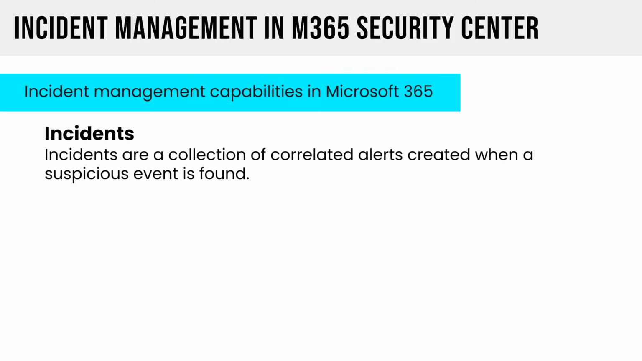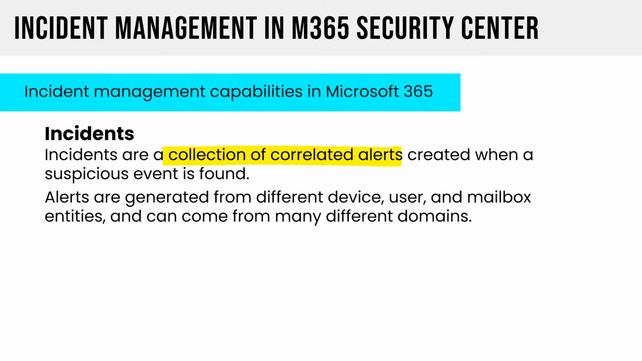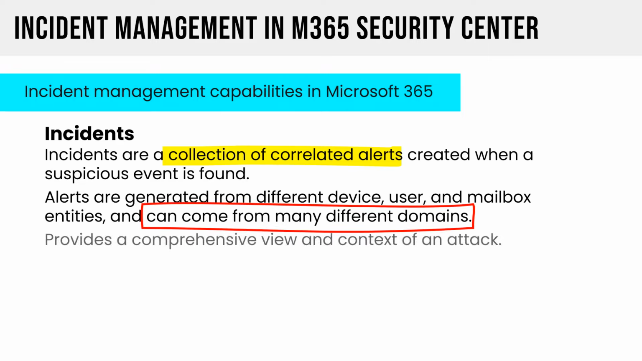So there's an incidents queue, and our incidents are a collection of correlated alerts created when a suspicious event is found. Alerts can be generated from a variety of different entities, including devices and users and mailbox entities, and they can come from many different domains, and the incident provides a comprehensive view and context of an attack. So it's giving us a full view across those silos, as we talked about previously.